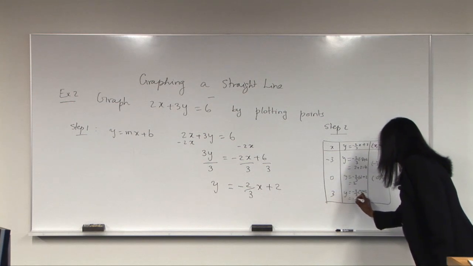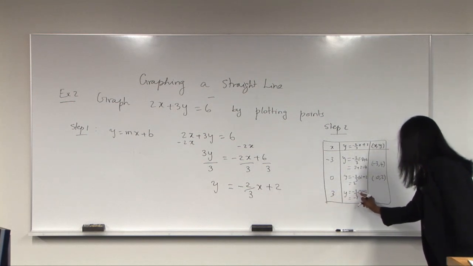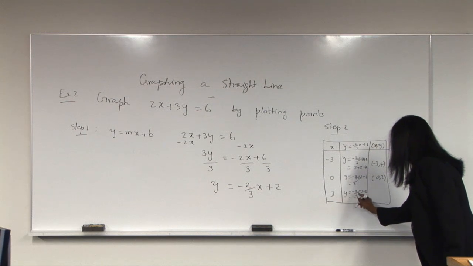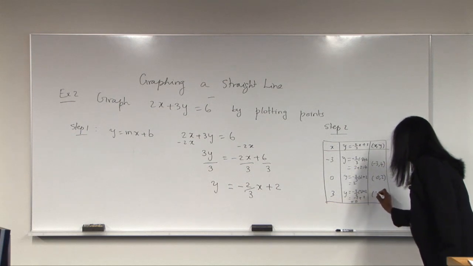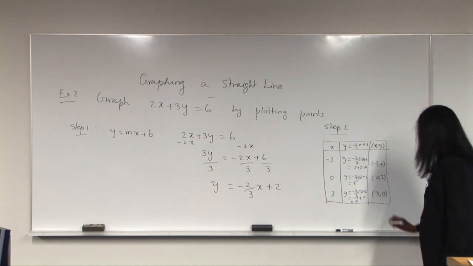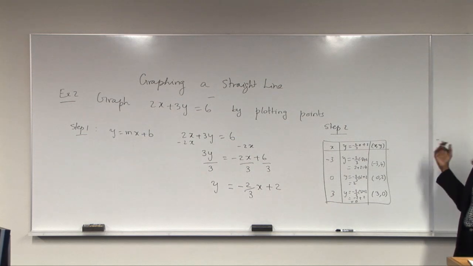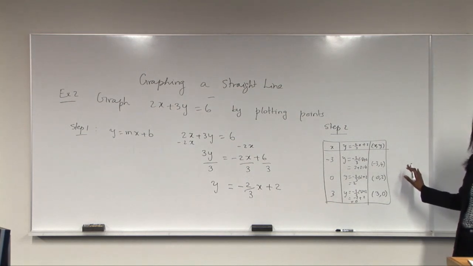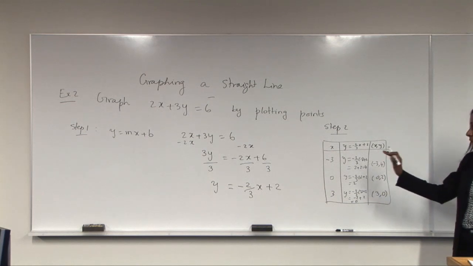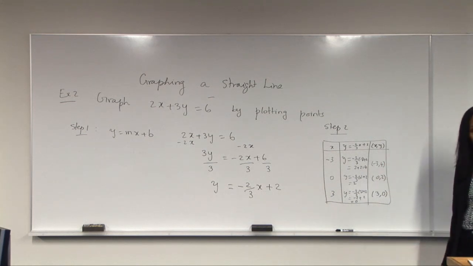So this is negative 2. Negative 2/3 times 3 is negative 6 over 3, which is negative 2. Negative 2 plus 2 is equal to 0. So when x is 3, your y is 0. So we found 3 ordered pairs. I am going to graph these ordered pairs and graph the linear equation.